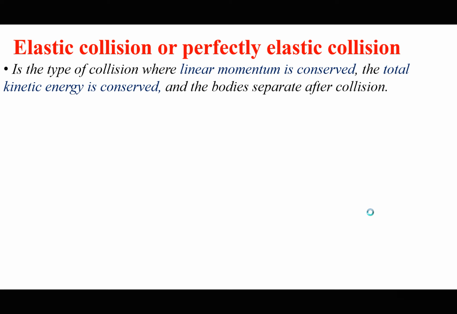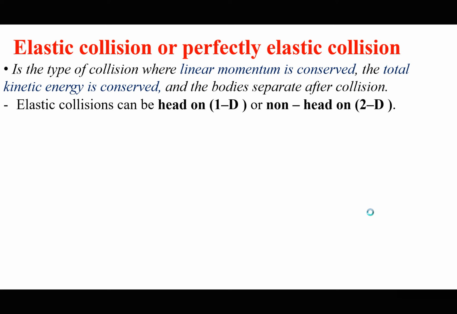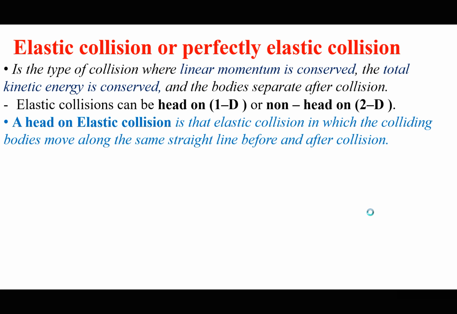So elastic collisions can either be in one dimension, that is in one straight line, or in two dimensions. One dimension will be head-on, that is in a perfect straight line, and they continue moving in a perfect straight line. And then we have what we call non-head-on, that is in two dimensions. They may be in the same horizontal plane but move in the y and z or y and x direction after the collision.